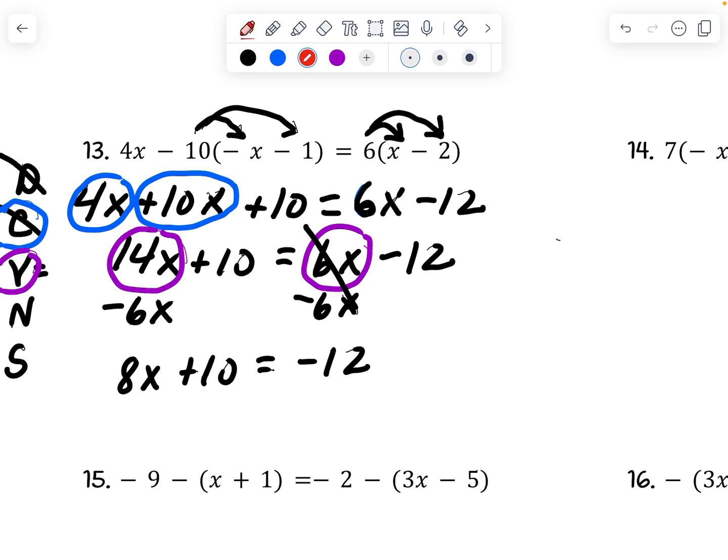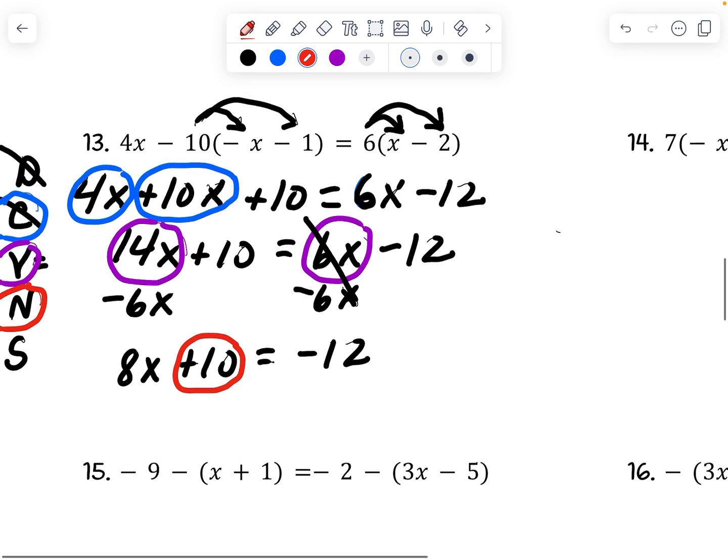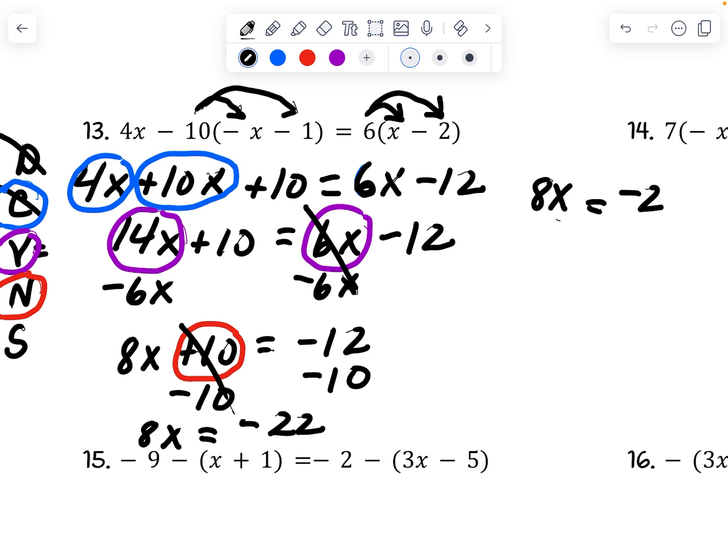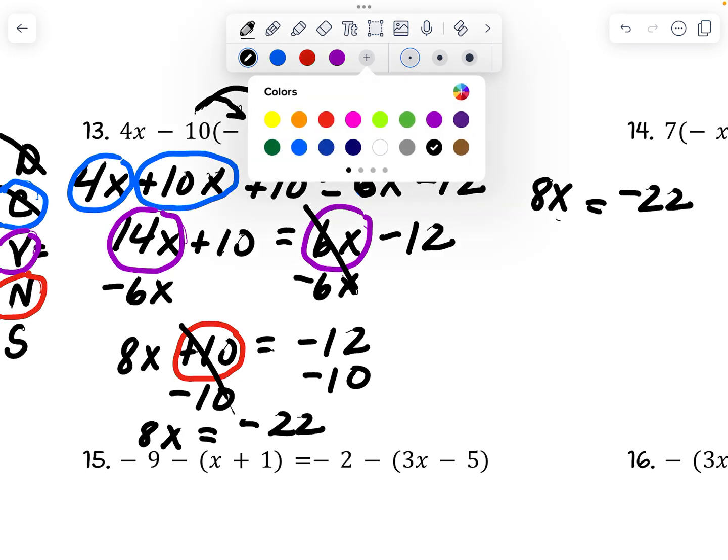And now I'm going to get myself to the number step here, which means I'm going to get rid of my constant, this plus 10, using inverse operations. So I'm going to subtract 10 from both sides. On the left side, it's going to cancel, and I'm left with 8x equals negative 22. All right, so I'm going to write it up here again for us. 8x equals negative 22.